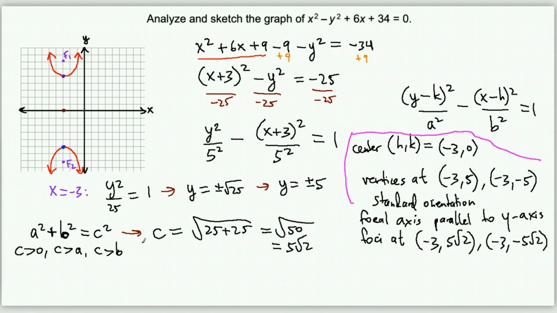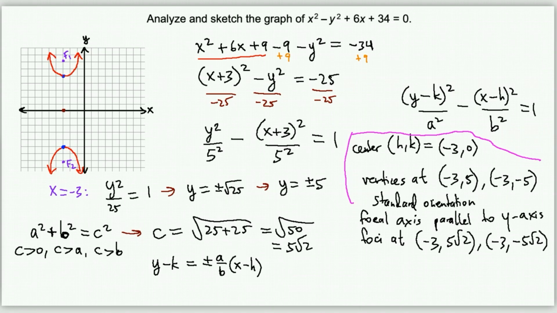In this case, when we're talking about the focal axis parallel to the y-axis, we know that the asymptotes will be found by this equation: y minus k is equal to plus minus a over b times x minus h. Now be careful. When the focal axis is parallel to the y-axis, you will have a over b. It's b over a when the focal axis is parallel to the x-axis. But in this case, it's parallel to the y-axis, so it will be a over b, not b over a. So plus minus a over b.